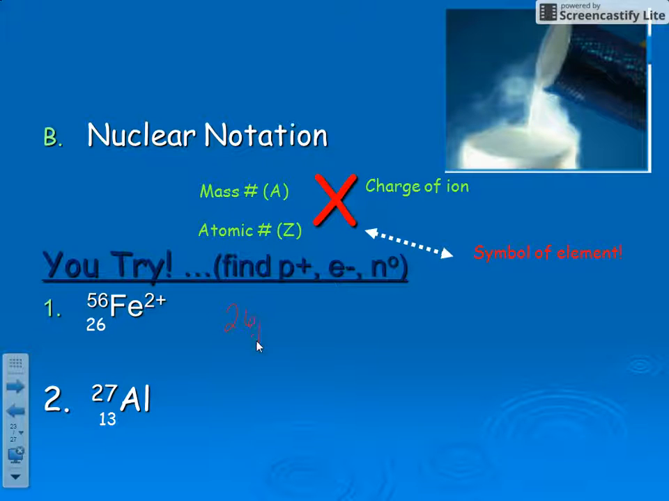You have 26 protons. Now notice this has a charge. It has a +2 charge, which means that this particular element has lost 2 electrons. So to get your electrons, you say 26 minus 2 gives you 24 electrons. And then to get your neutrons, you subtract 56 minus 26, and that gives you 30 neutrons. With aluminum, 13 protons. This has no charge, so it has 13 electrons. And again, to get your neutrons, you subtract 27 minus 13, and you get 14 neutrons.